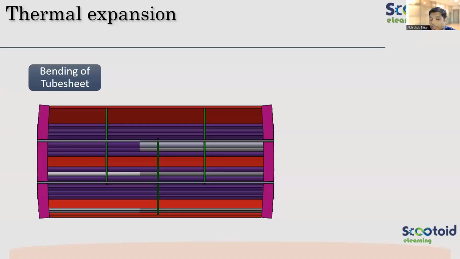Making sense? So it will become like this, bending of the tube sheet. That means the stresses in the tubes are very high. The buckling chances are there. The tube sheet will see lots of bending stresses.